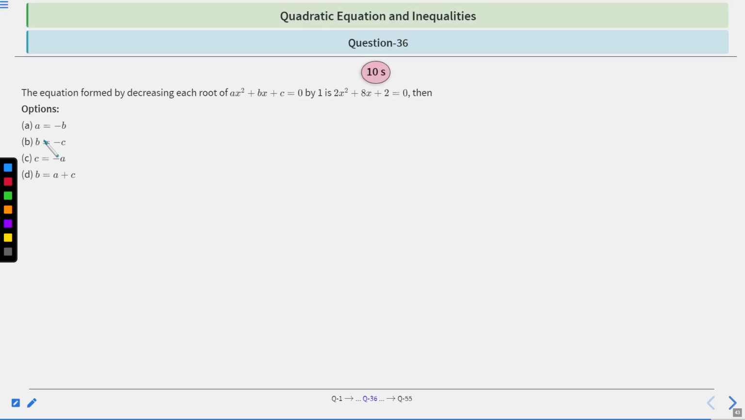Now, let's move to the question number 36. The equation found by decreasing the roots of ax square plus bx plus c equal to 0 by 1 is 2x square plus 8x plus 2 equal to 0. Then, so let's move to the solution after 10 seconds.